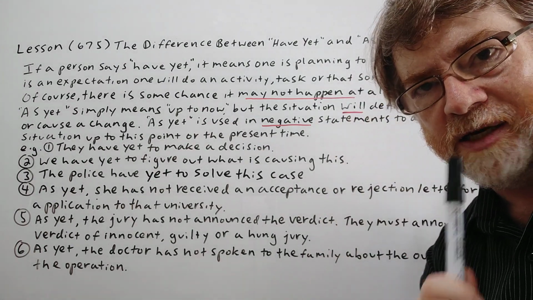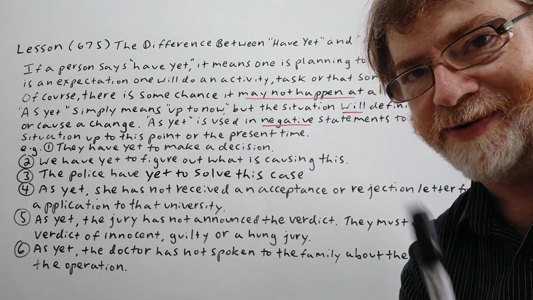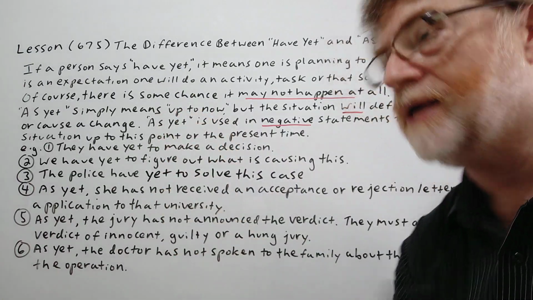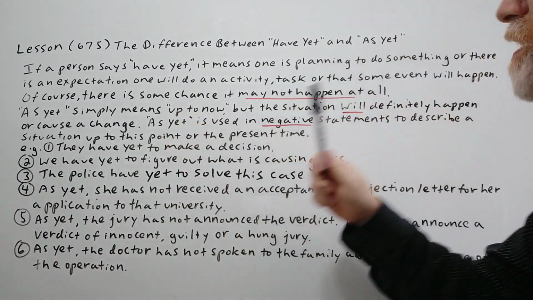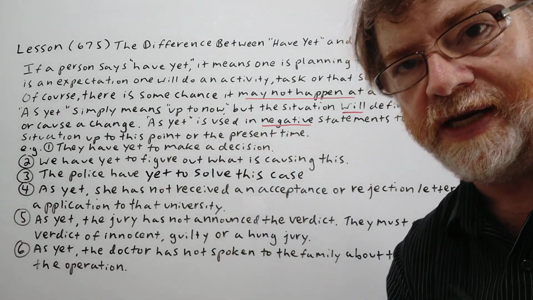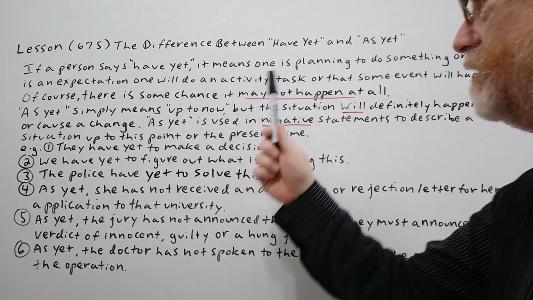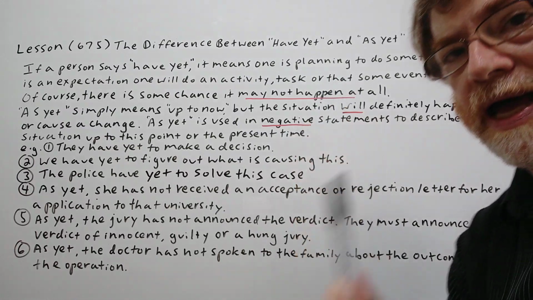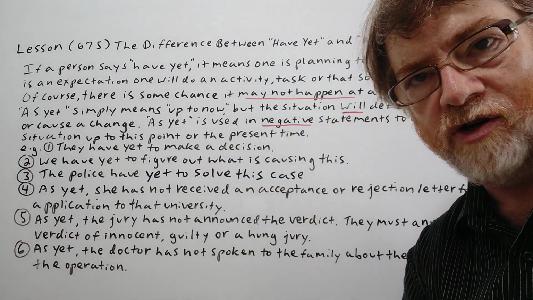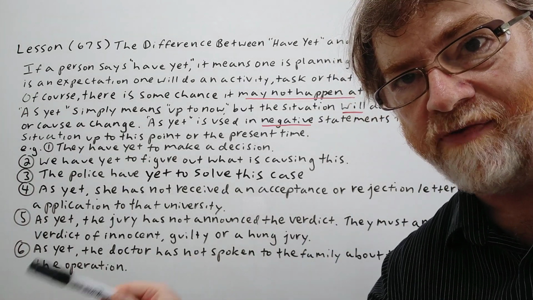All right, this is a little bit of a difficult one, and sometimes even not easy for a native speaker to answer this question directly. But let's get into it. So if a person says have yet, it means one is planning to do something, or there is an expectation one will do an activity, task, or that some event will happen. Of course, there is some chance it may not happen at all. So this is a key thing to remember with have yet. It's not 100%. It may actually eventually happen, but there is some chance that it may never ever happen.